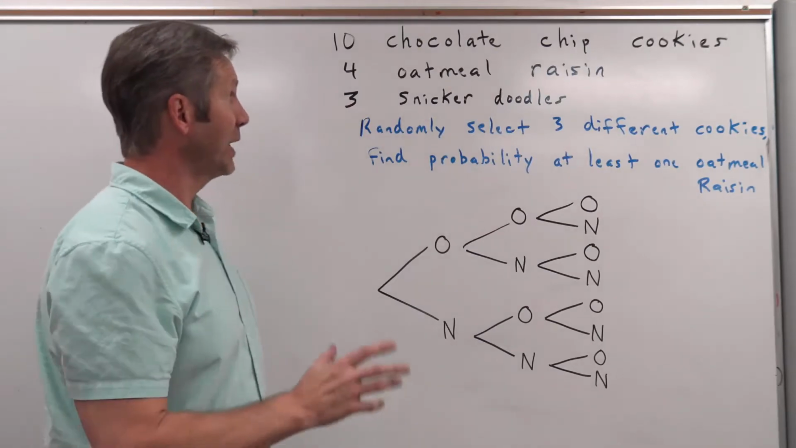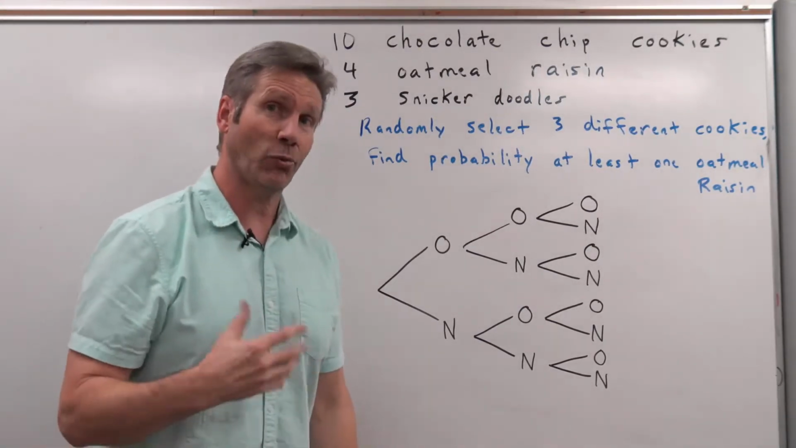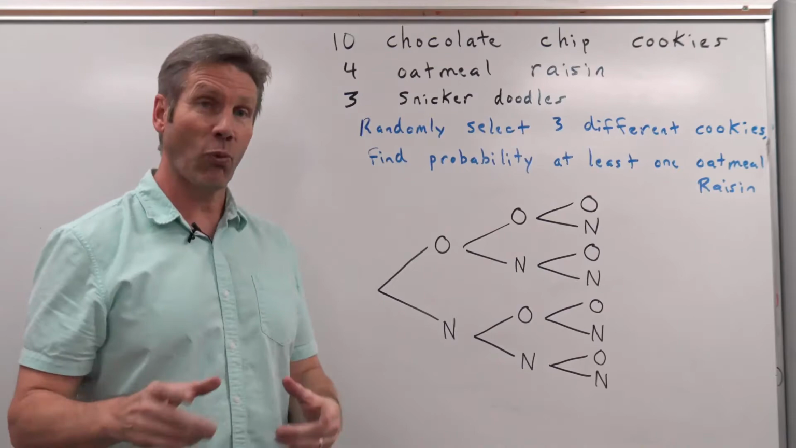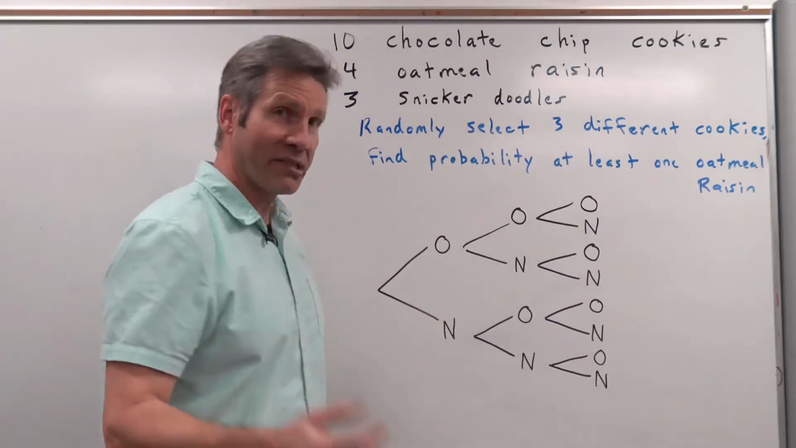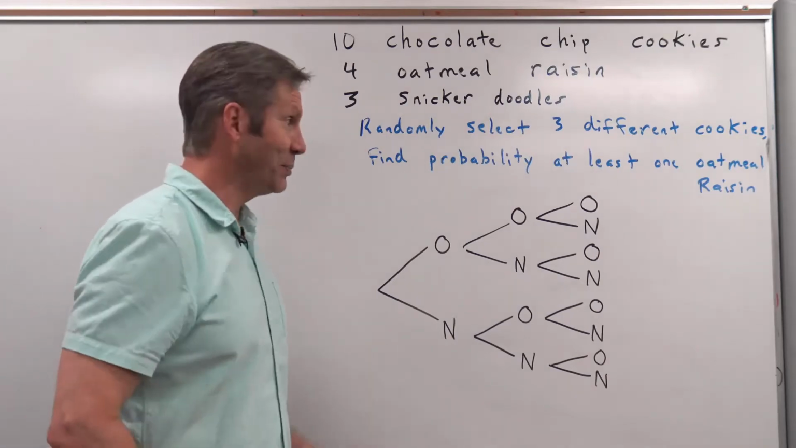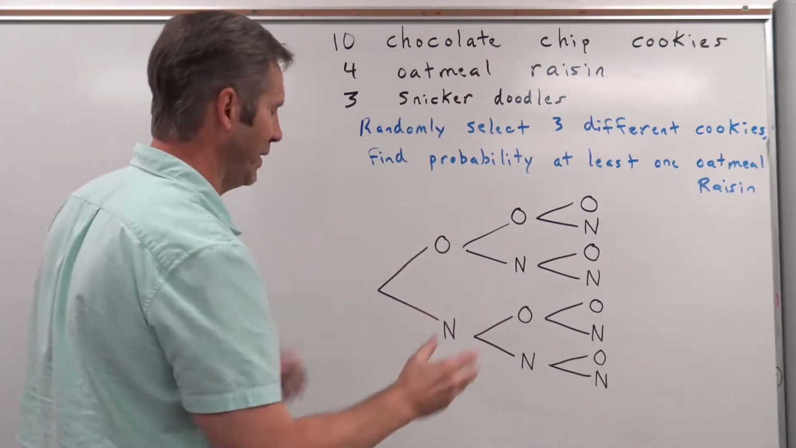So at any rate, we got randomly selecting 3 different cookies. What's the probability that we get at least one oatmeal raisin cookie? Well, we can use a tree diagram anytime we have more than one thing selected, but not too many so that the tree gets cluttered.